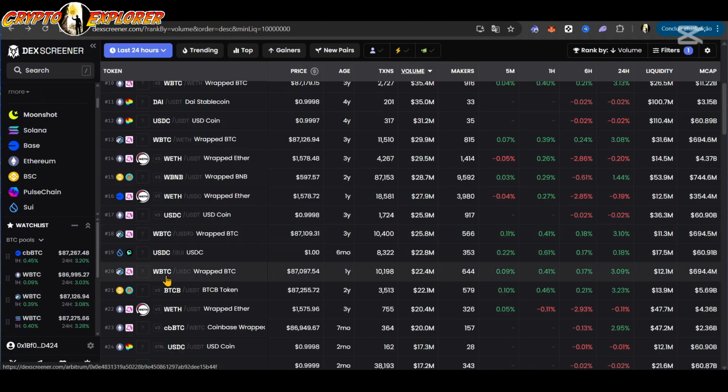Another one on Arbitrum, this time is wrapped Bitcoin paired with USDC, a different stablecoin than USDT, but the volume to liquidity ratio is still really good. It's double volume compared with the liquidity. It's still a 1-year-old pool, so I'm happy enough with that.